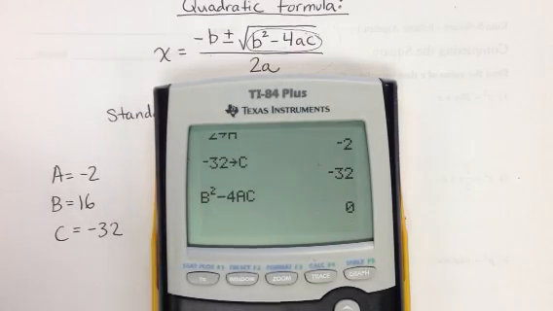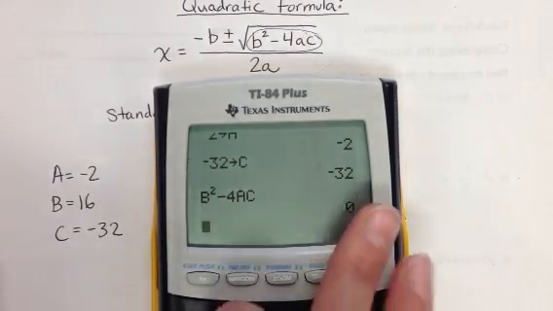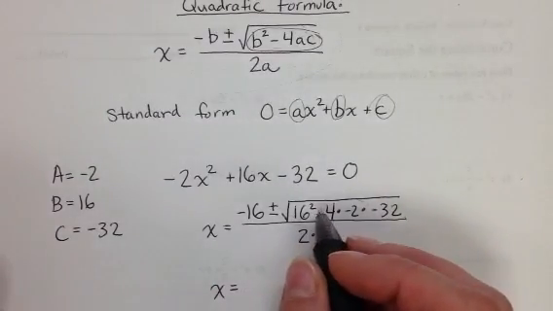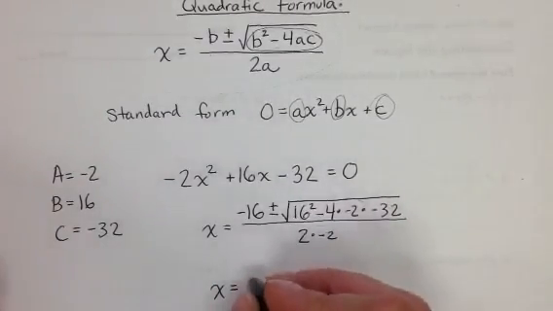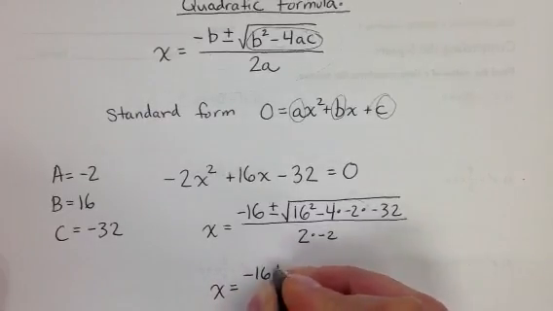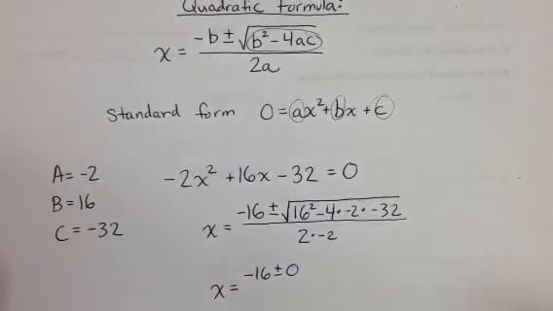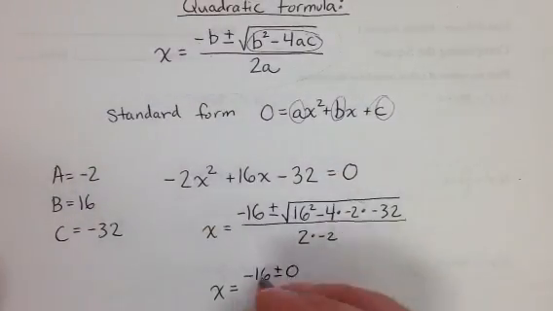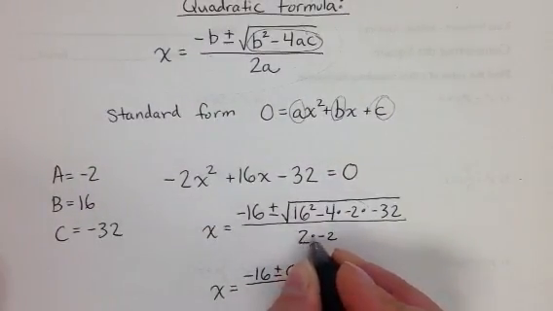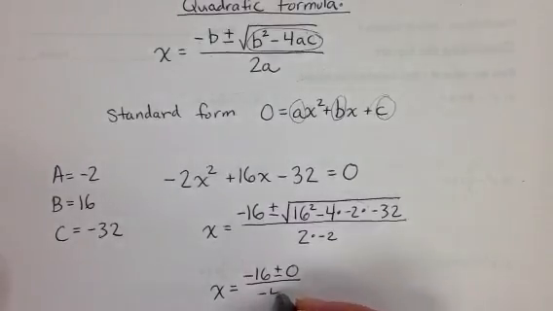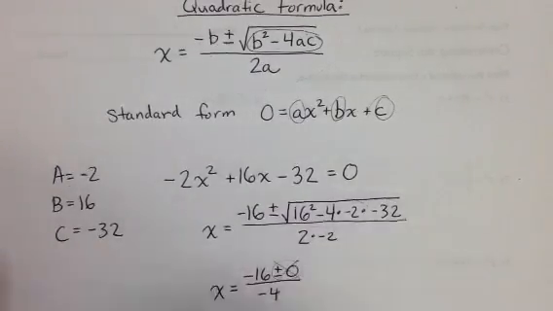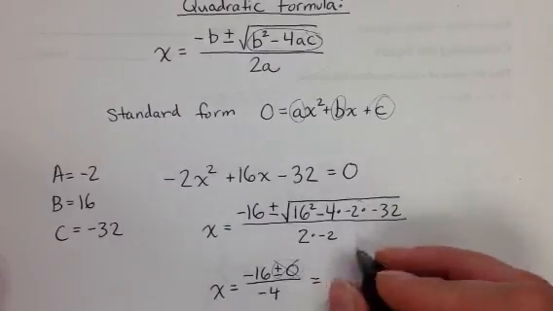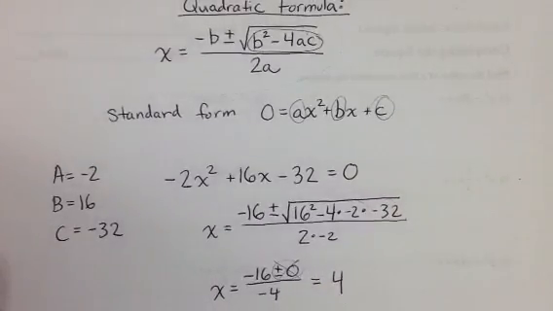So this is going to be one where I'm only going to have one answer. Okay, so all this became 0, and the square root of 0 is just 0. So I have -16 plus or minus 0. If I take the square root of that, it's still 0. All over 2 times -2 is -4. So this just goes away, identity property. So I've got -16 divided by -4, which is 4. This particular problem only had one solution.